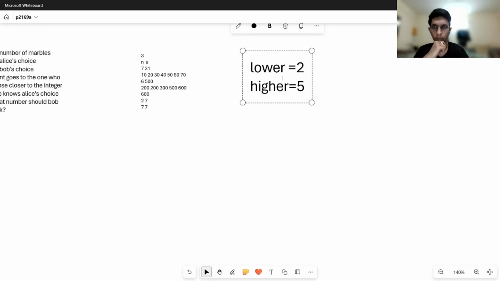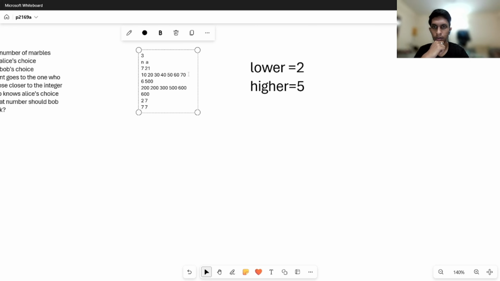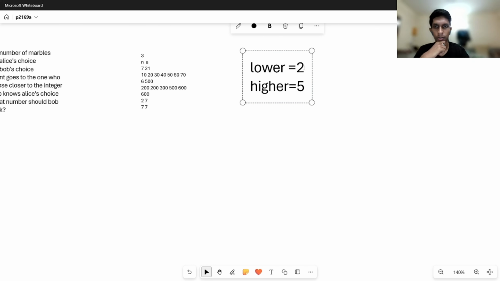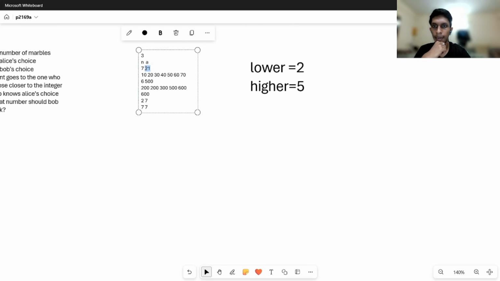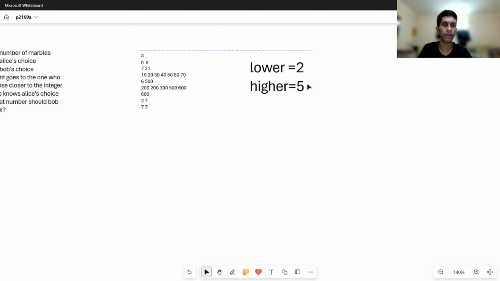So what we can do is check in all the test cases how many numbers are higher than Alice's choice and how many numbers are lower than Alice's choice. What that will help us with is that, let's say for this test case, the number of higher integers than Alice's choice is greater than the lower ones. So what we'll do is choose a number higher than Alice's choice. We can choose any number higher than Alice's choice and we'll get all these 5 points.